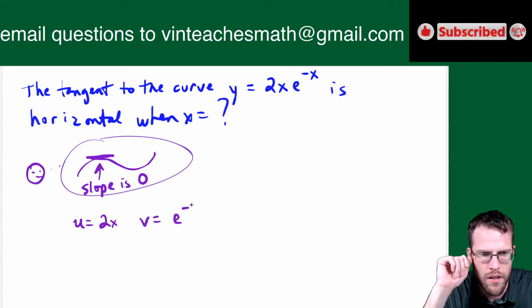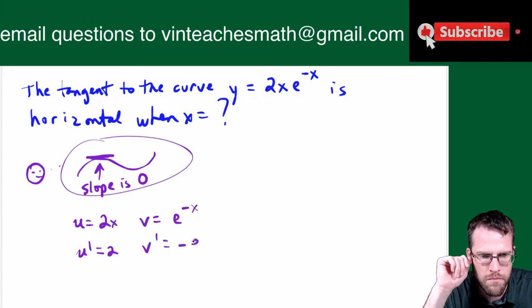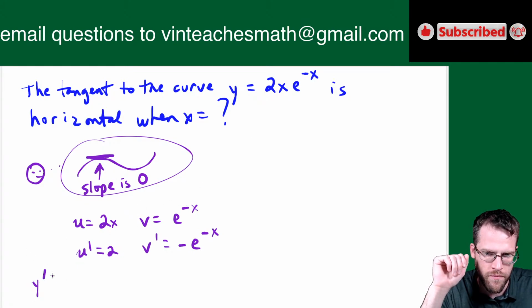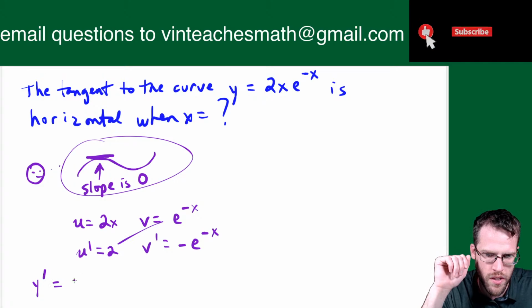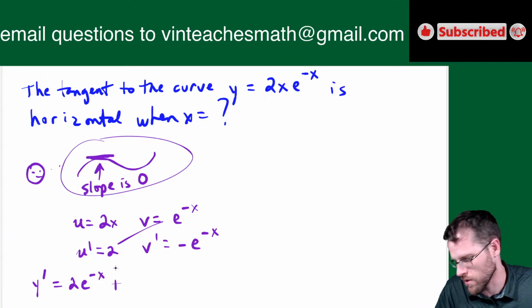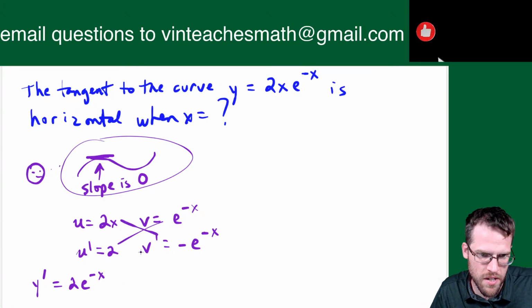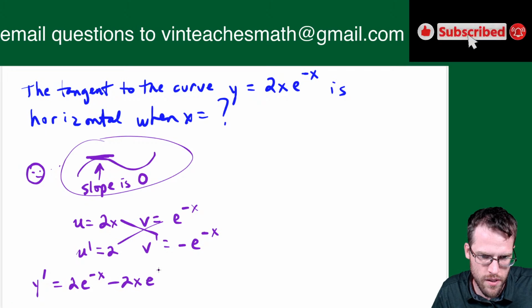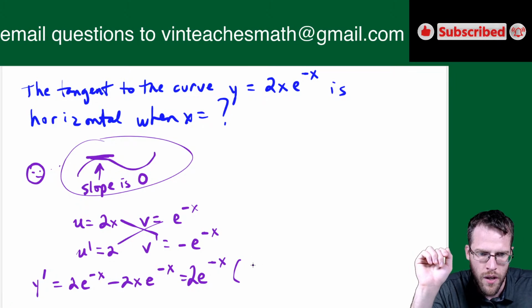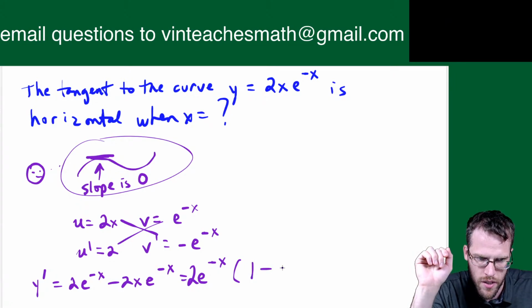So here, this looks like we're using product rule again. So here, we're going to have u prime equals 2, v prime equals minus e to the minus x. So then y prime is going to equal 2e to the minus x, plus, actually I'm just going to go ahead and say minus because we're doing 2x times a negative. So minus 2x e to the minus x. And this I would factor. Take out an e to the minus x and take a 2 with it. They both have a common factor of 2. And you're going to have 1 minus x.